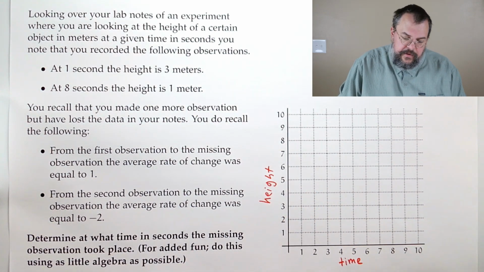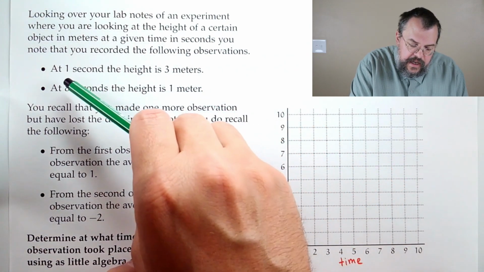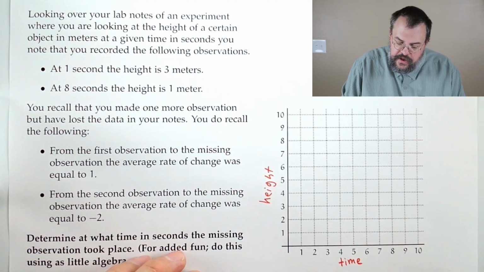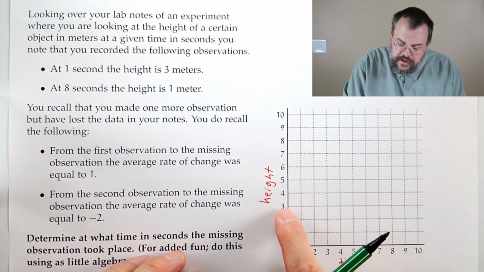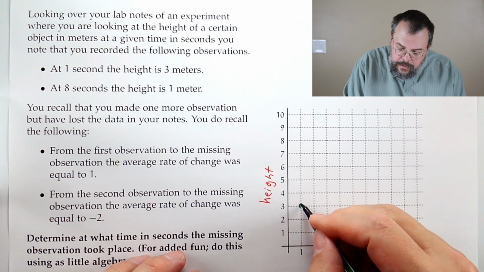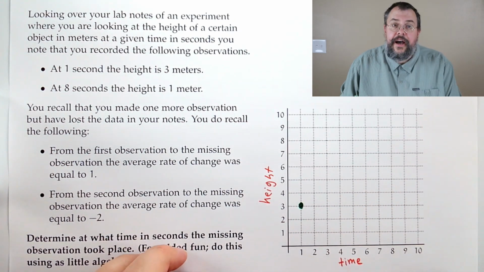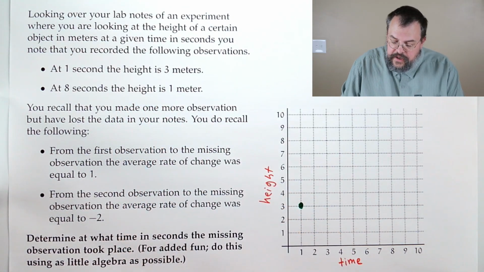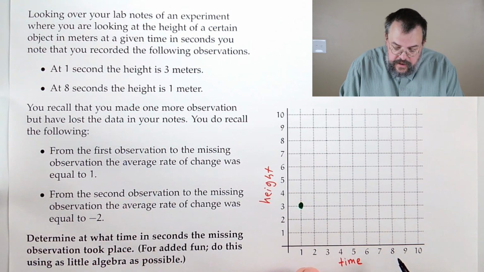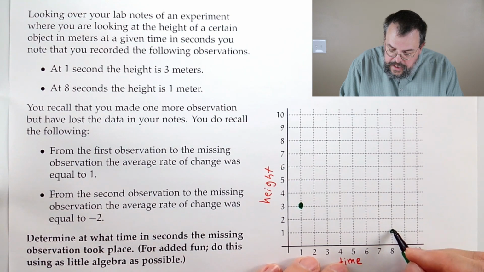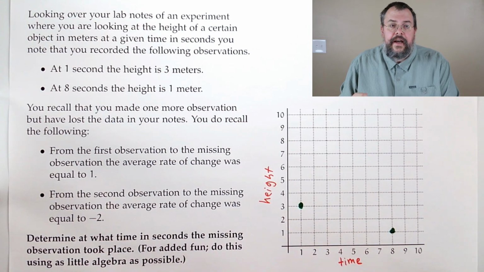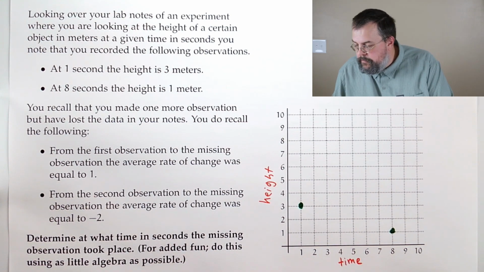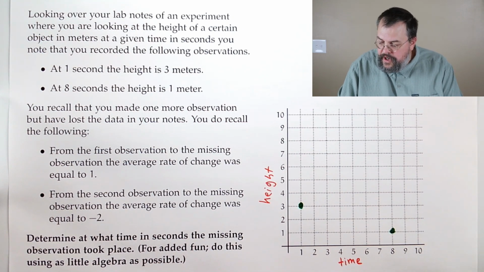So let's first off just make these observations. At 1 second, the height is 3 meters. So we come to 1, go up to 3, and we make our dot. That's our observation. At 8 seconds, the height is 1 meter. So here's 8, and we go to 1, and we make a dot. All right, so good. Progress.